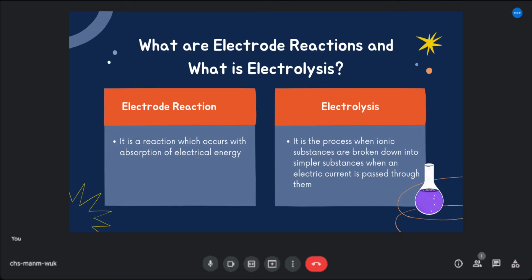So what are electrode reactions and what is electrolysis? Electrode reactions are simply reactions which occur with the absorption of electrical energy. And electrolysis is the process when ionic substances are broken down into simpler substances when an electric current is passed through them.